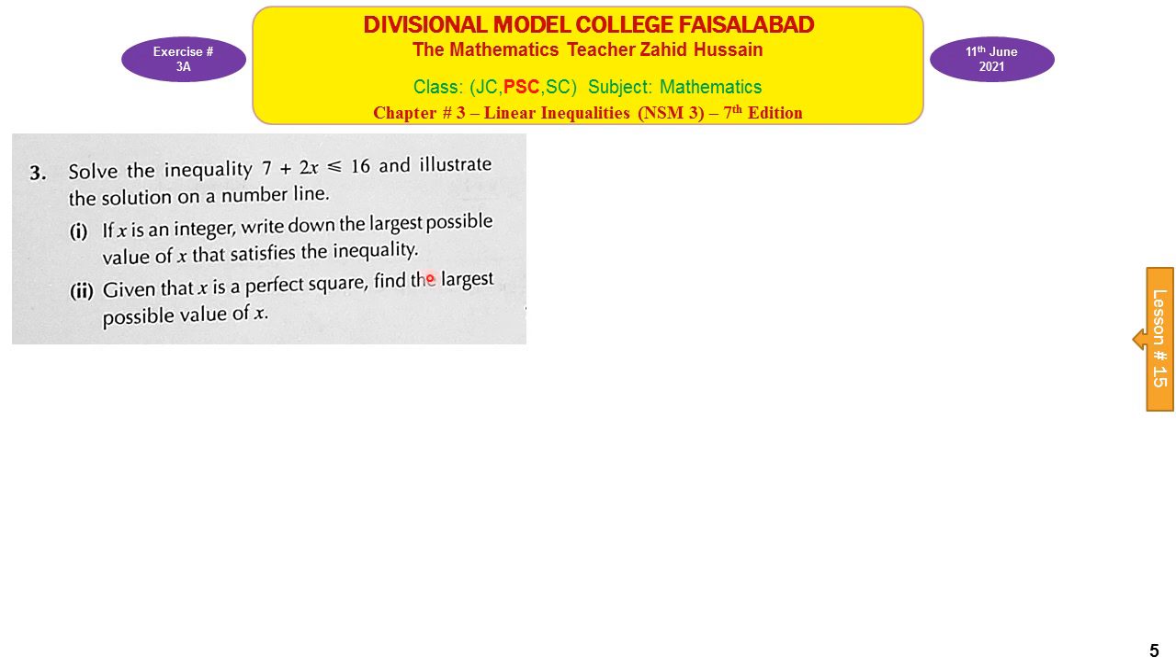Question number 3 is, you are given an inequality which is 7 plus 2x less than or equal to 16. You are asked to solve this inequality and illustrate the solution on a number line. First we will solve this inequality. To solve this inequality we will collect all the terms with variable on the left hand side and all the terms without variable on the right hand side, and we get 2x is less than or equal to 16 minus 7, and this is 2x less than or equal to 9.